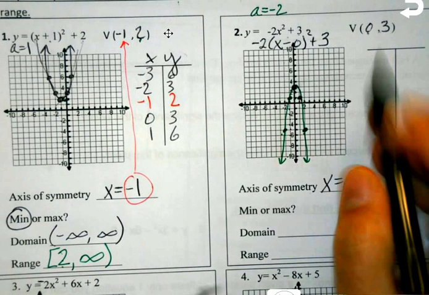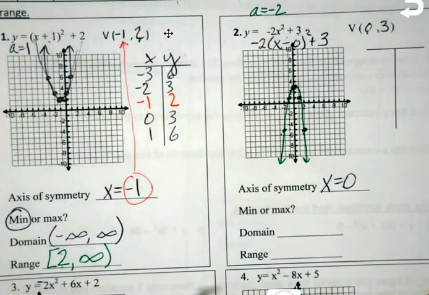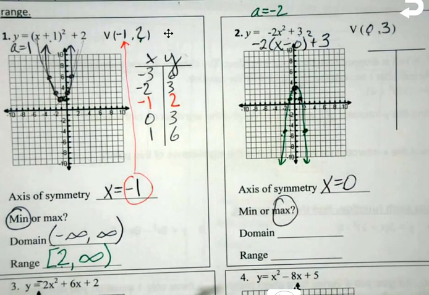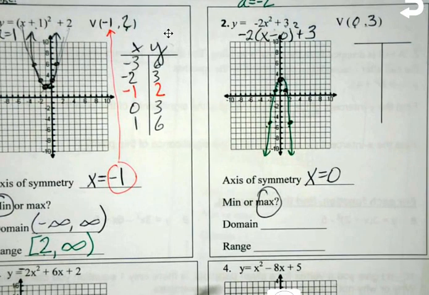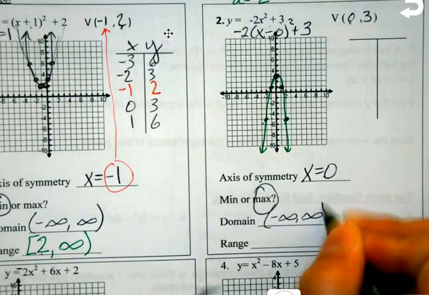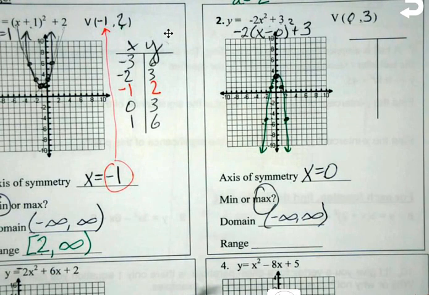Axis of symmetry, x equals 0, because that's what my vertex says. My graph opens down, so it's a max, absolutely. My domain always goes forever out to the left and right because it keeps getting wider and larger as you go. Now range, I gotta be careful this time.